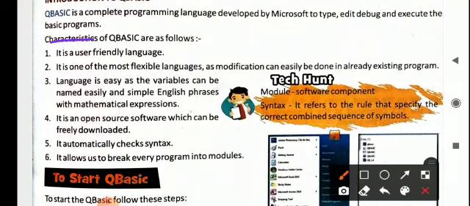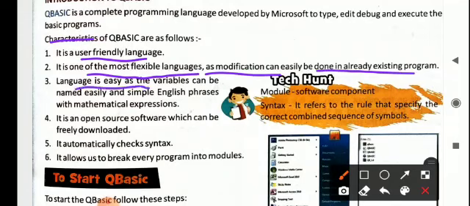Now what are its characteristics? It is a user friendly language, that means it is easy to understand. It is one of the most flexible languages as modification can easily be done in an already existing program. Then the language is easy as the variables can be named easily and simple English phrases with mathematical expressions are used. Then it is open source software which can be freely downloaded, and it is automatically checked. It also automatically checks syntax. Syntax means the rules of writing commands in any programming language.